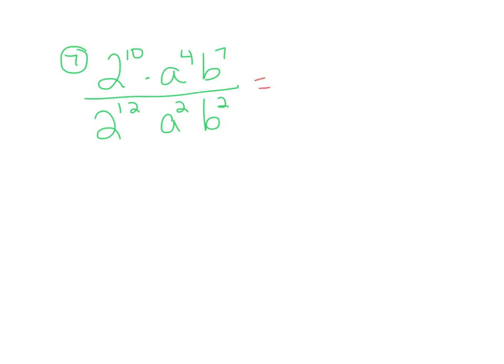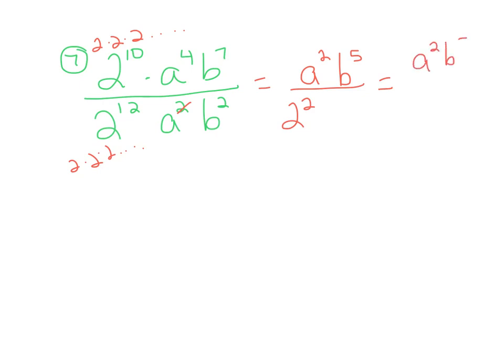All right, so here's what we have. 2 to the 10th. Now I could write this out 10 times. I could write this out 12 times. Or I can look: 10 versus 12. So I've got a 2 squared. Look at my a's. 2 versus 4. So I can take these 2 away. a squared, b to the fifth, and then I do need to take it one step further for a final answer of a squared b to the fifth all over 4.